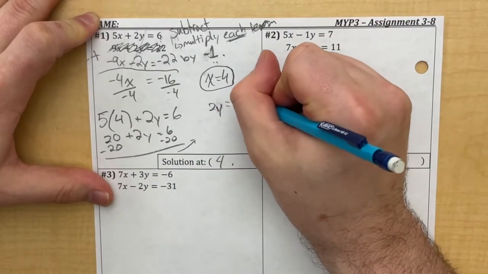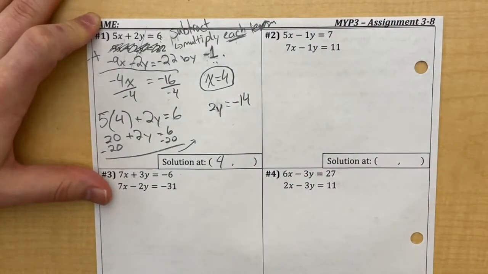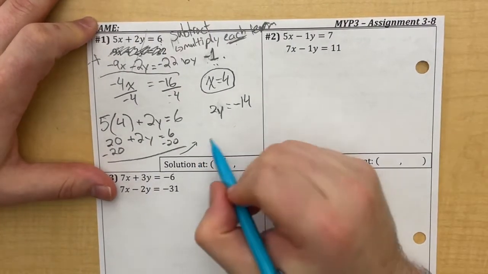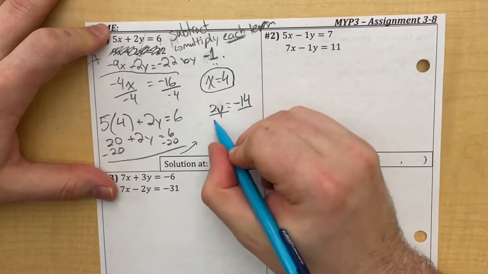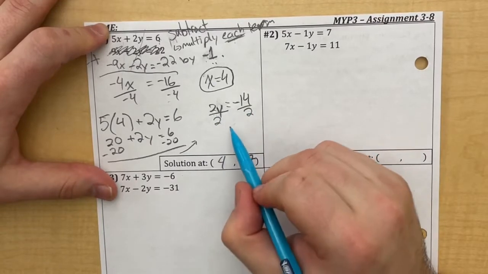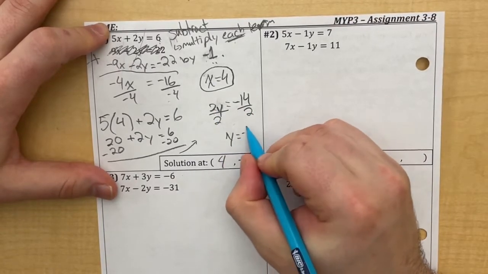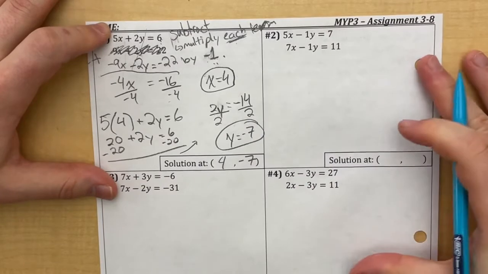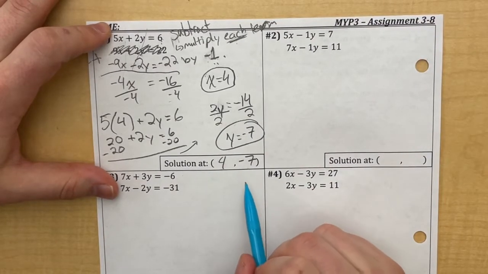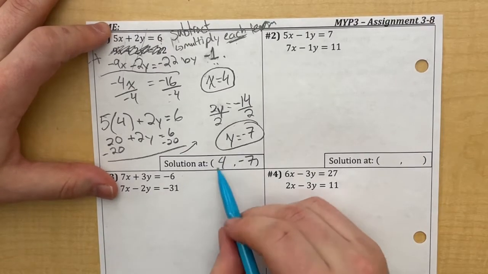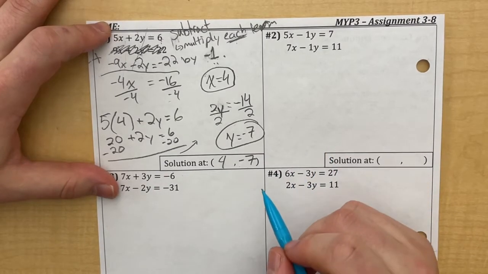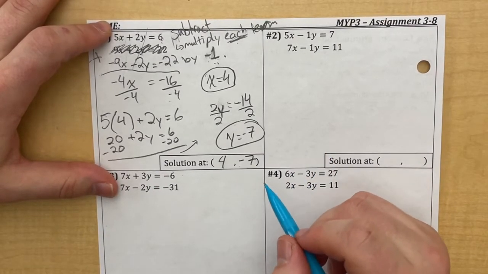equals negative 14. Again, if you're getting any kind of decimals or crazy fractions, be very careful, as I made sure a lot of these answers would be real simple values. So last step, divide both sides by the coefficient, and so my value for y is going to be negative 7. So that means my solution, or my ordered pair for this system of equations, is going to be 4, negative 7.